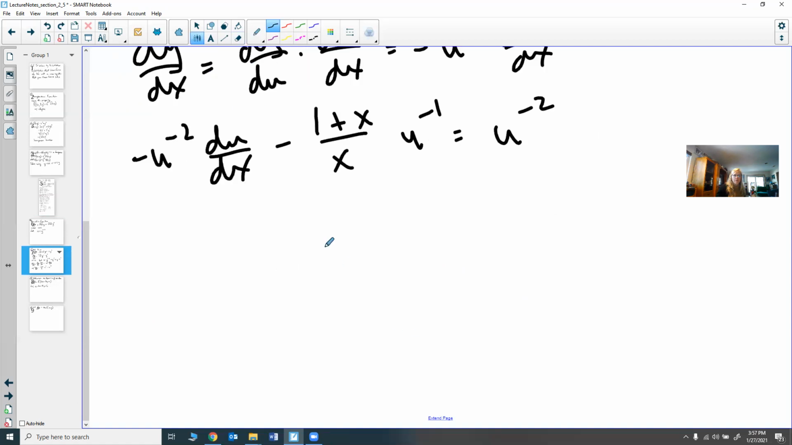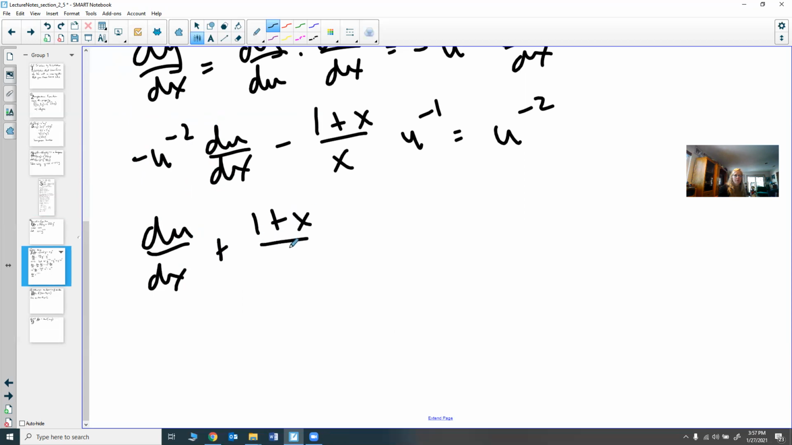This doesn't look very good at the moment, but again, we don't like having anything in front of the du/dx in this case. So we're going to multiply through by negative u squared. So we'll multiply every single term through by negative u squared, which gives me du/dx plus (1 plus x)/x times u, since u to the negative 1 times u squared is u. And then for the u to the negative 2, we just get a minus 1 when we multiply through by negative u squared.